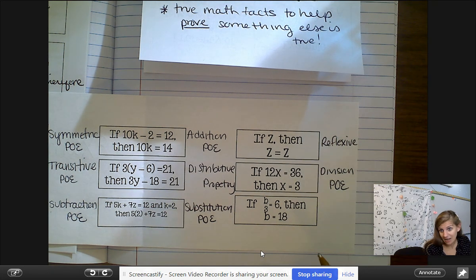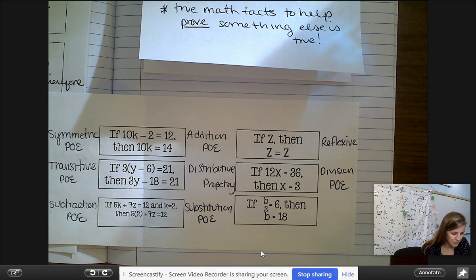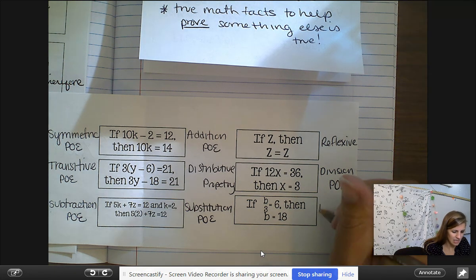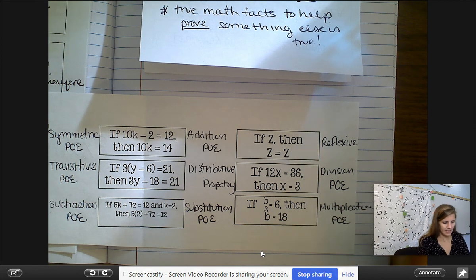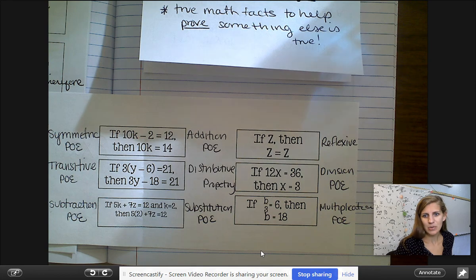I feel like if you've been counting, we've gotten almost all of them except for one. So if b over 3 is 6, then b is 18. Looks like we multiplied 3 on both sides. That is multiplication property of equality. Okay, hopefully that feels super easy. We'll practice more in class tomorrow.